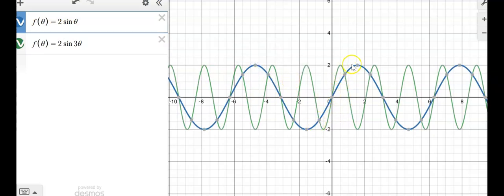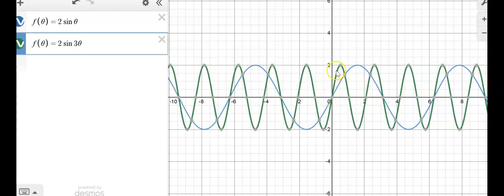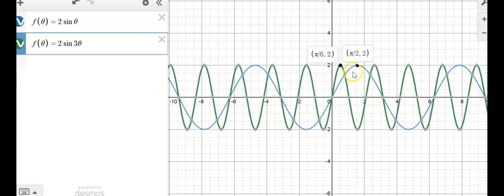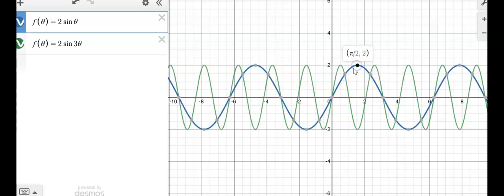Now you can see the period, one complete cycle, is 2 pi. But what about the red one? The red one also has an amplitude of 2. If you look at the red one, it also goes to 2, and the blue one also goes up to 2. You can see they both go to 2. But what has changed?